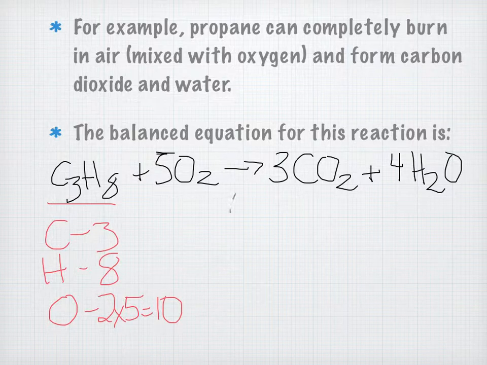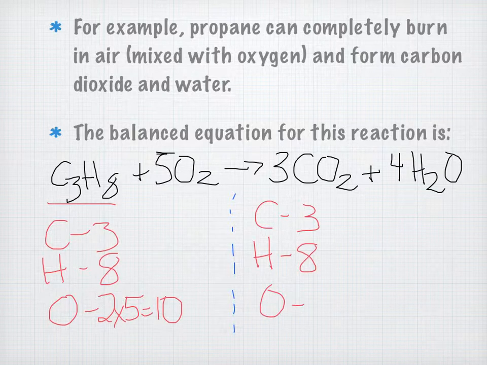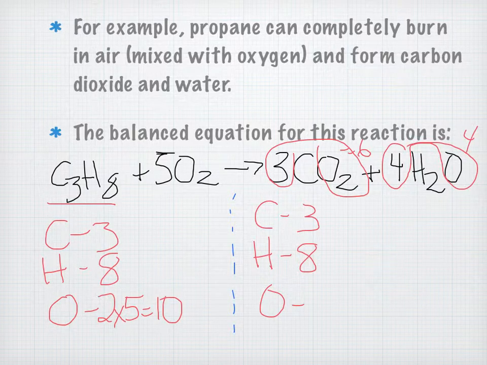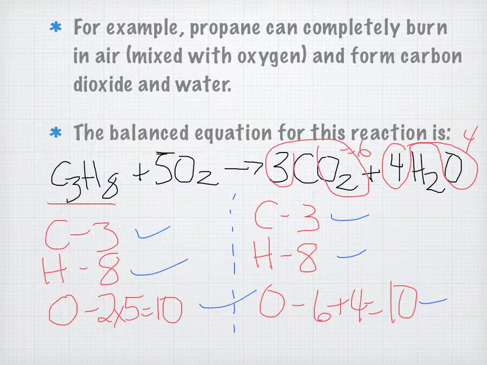On the other side, I have 3 carbon. I have 8 hydrogen. And oxygen, I actually get from two different spots. I get 3 times 2 here, gives me 6. And I have 4. So 6 plus 4 gives me 10. So I can look, and both sides are equal. And that is why this equation is balanced. But how do we get to that balanced equation is the big question.